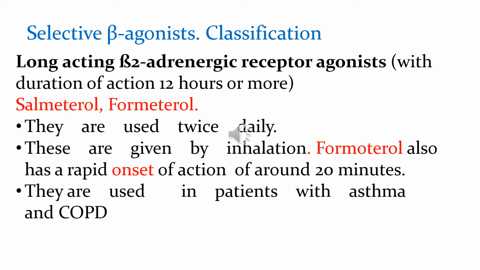The next group of drugs is long-acting beta-2 agonists with duration of action 12 hours or more. Salmeterol, formoterol. They are used twice daily. These are given by inhalation. Formoterol also has a rapid onset of action of around 20 minutes. They are used in patients with asthma and COPD.